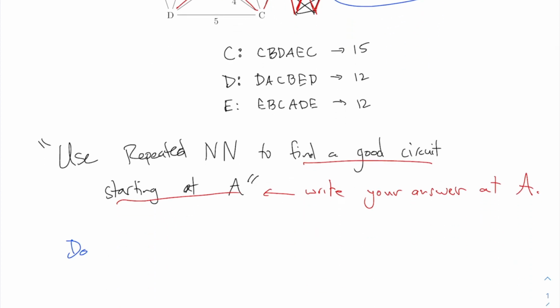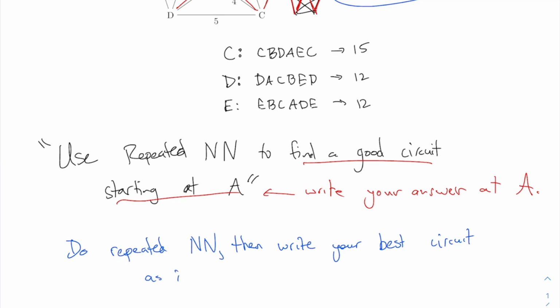So I'm going to say, you do the repeated nearest neighbor. I got crazy colors here. I didn't switch back to black, sorry. Do the repeated nearest neighbor. And then write your best circuit as if it started at A. All right, that's my strategy.